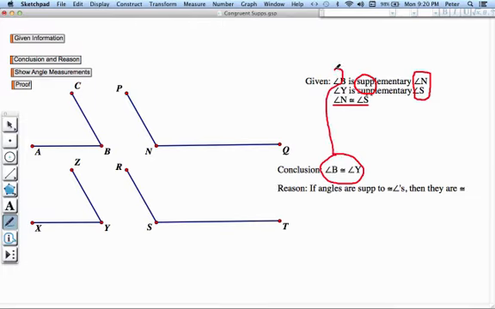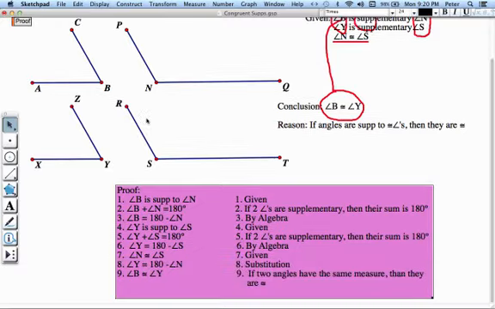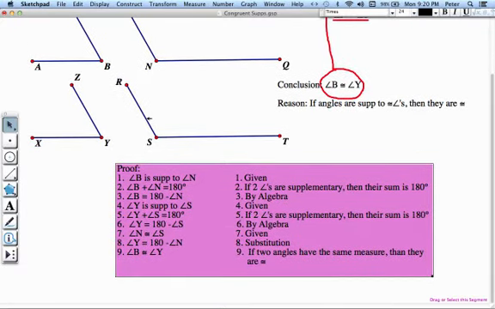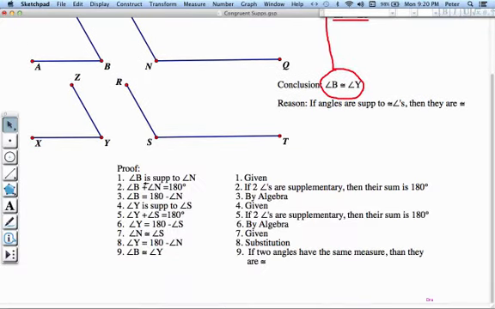must be congruent too. Alright, let's quickly take a look at a more formal proof of that. Once again, I'm going to lay out all the steps. We're told that in step 1, angle B is supplementary to angle N. We know that because it's given. So, if that's true, then angle B plus angle N must equal 180. Because from the definition we know if two angles are supplementary, then their sum is 180.